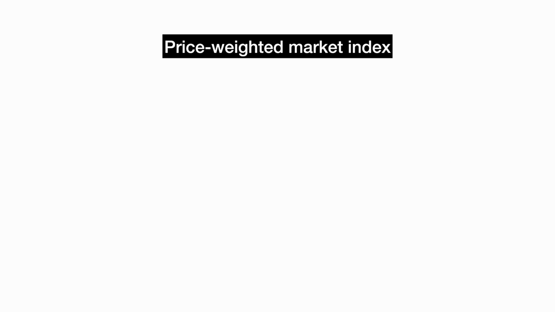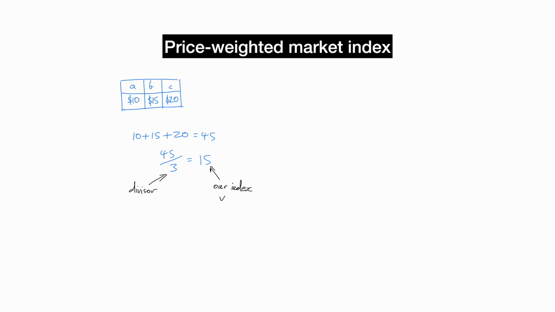Now, a price-weighted index, like the Dow Jones, is calculated in an interesting way, but I'm going to explain it using this simplified example. Let's say we have an index of 3 companies, company A, B, and C. Company A is worth $10 a share, and company B, $15 a share, company C, $20 a share. Now, 10 plus 15 plus 20 equals 45. If we were to divide this by 3, as there are 3 companies, this would equal the price-weighted index value being 15 in this case.